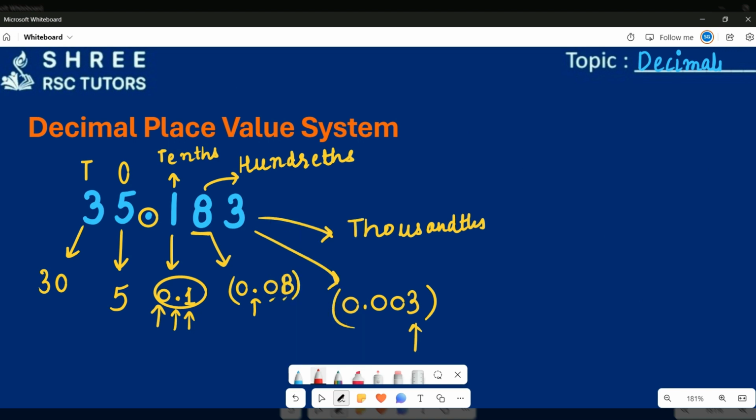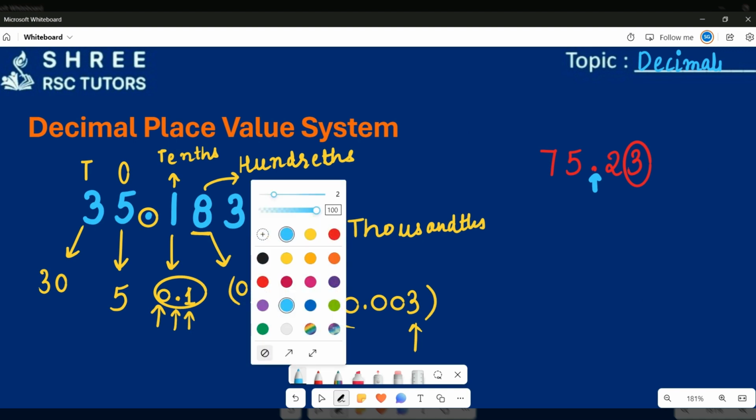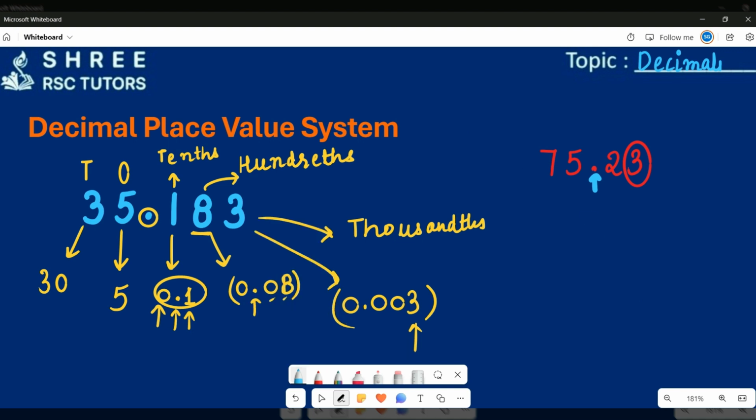For example, let's say I have 75.23. If I ask the place value of this 3, first of all we will see where that 3 is. In which column is it? It is the second place after the decimal. That means it is the hundredths column. Hundredths column means the place value is going to be 0.03.